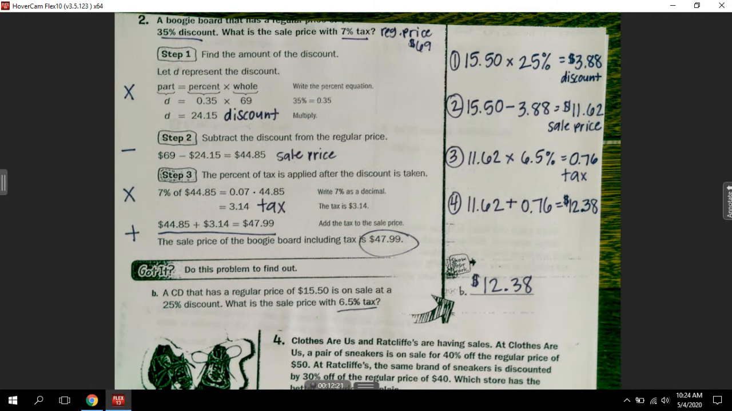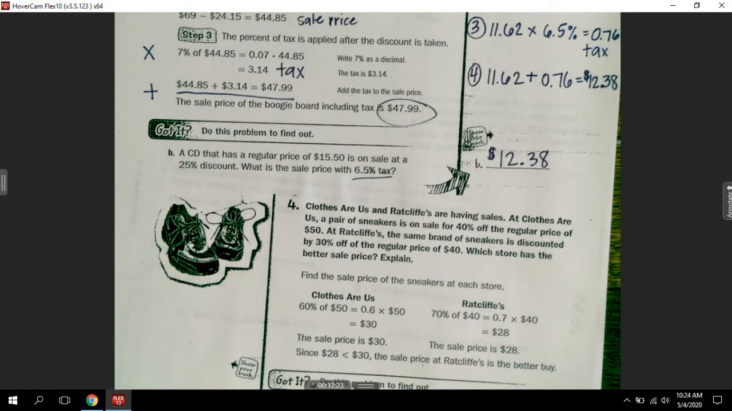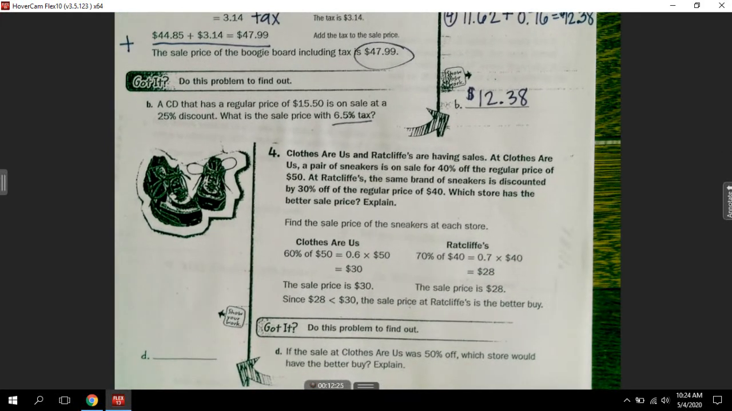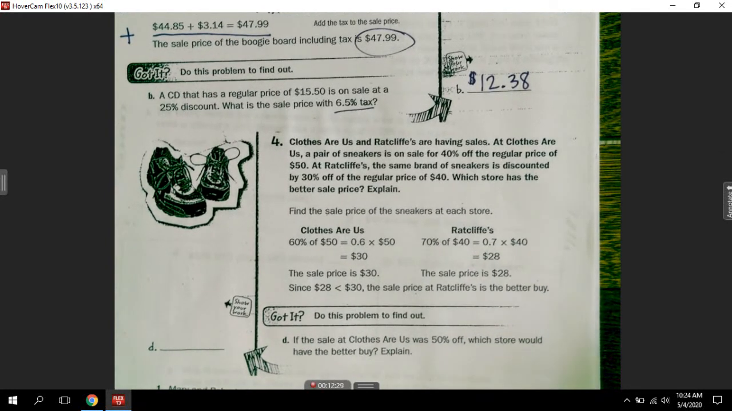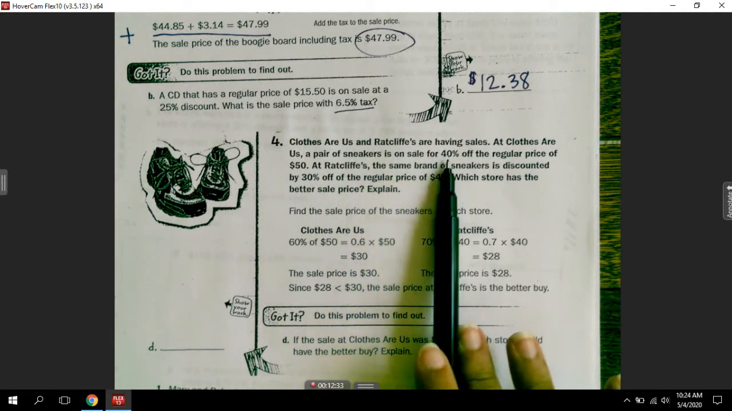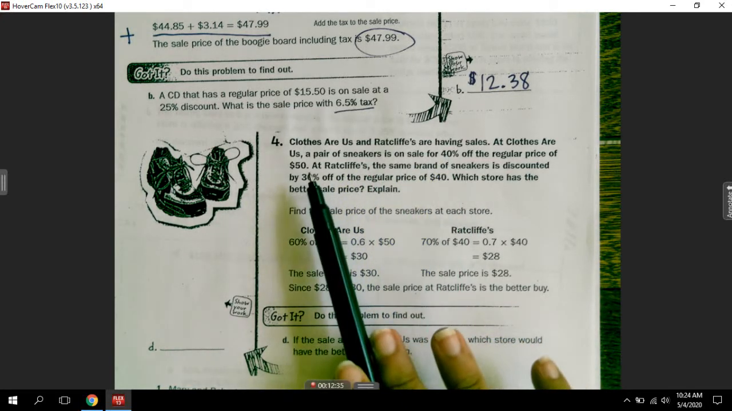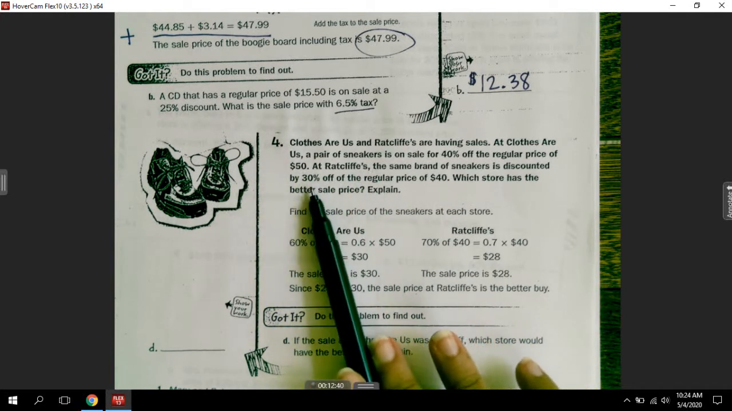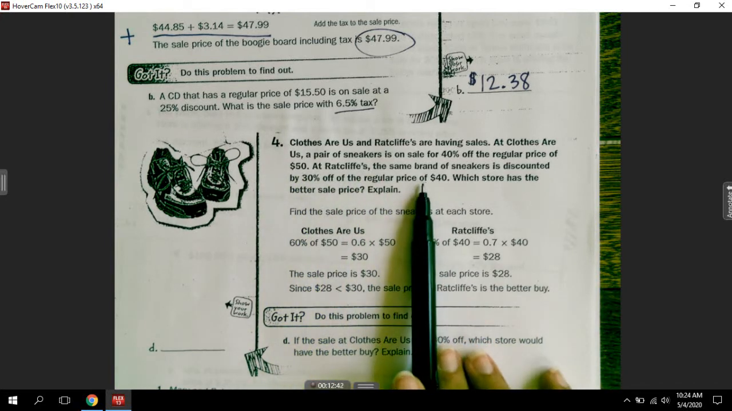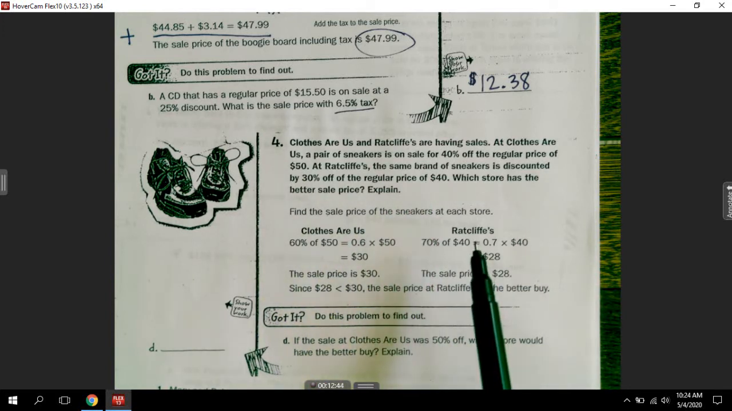All right, number 4. So we've got 2 different stores. We've got Clothes R Us and Radcliffe's. They're both having sales. So a pair of sneakers at Clothes R Us is 40% off the regular price of $50. And then at Radcliffe's, the sneakers is 30% off of $40. So they want to find out which store has the better price. So which one would you rather pay? Obviously, you want to find the one that's cheapest.